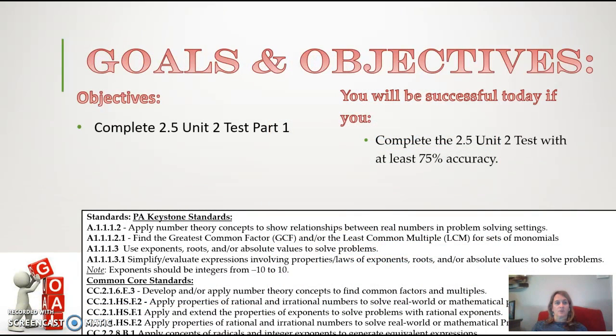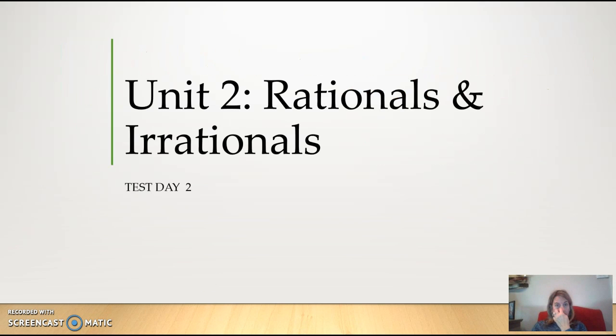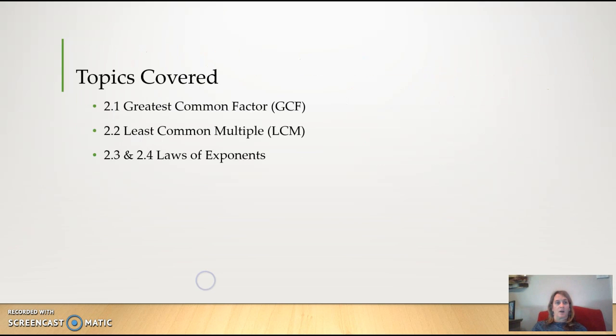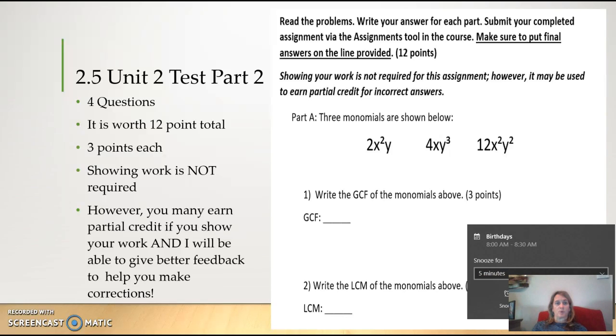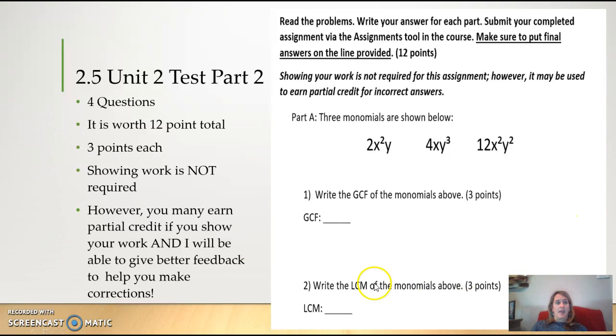Unit 2 was rational and irrational numbers. What we covered was the greatest common factor, the least common multiple, and then the laws of exponents. The unit test part 2 has 4 questions. These are questions 1 and 2 here. It's worth 12 points total, 3 points each.